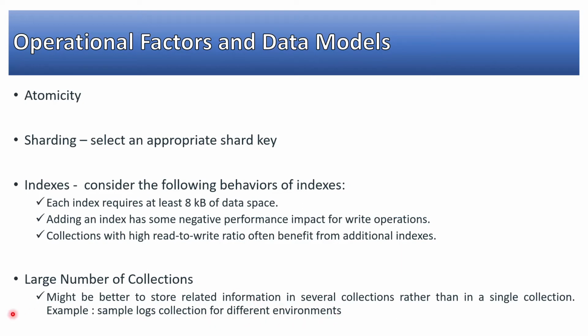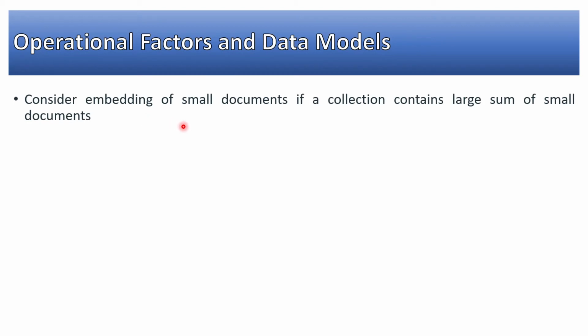For example, it could be a dev collection for dev logs, in the same way a stage collection for stage, and the same way pre-production, production, and so on. Consider embedding small documents if a collection contains a large number of small documents. So we can think of some logic wherein we have a big document which contains linking between those small documents and can be stored in a single document.